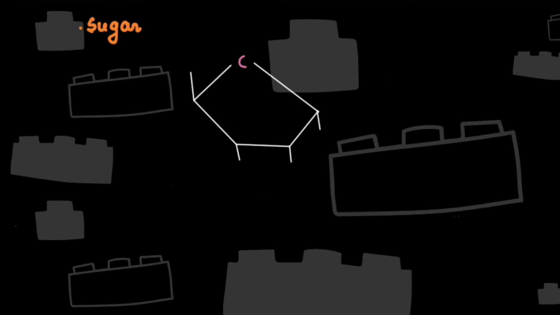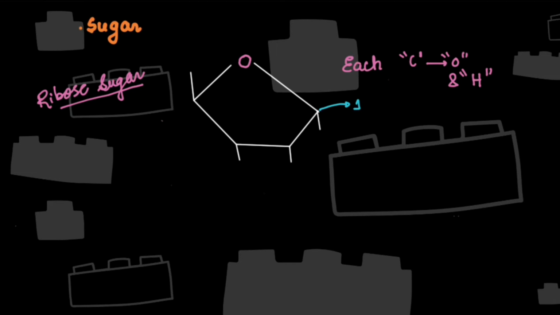Let's dig into the structure of a sugar. So we have got a 5-member ring, but the 5th carbon of the ribose is present outside of the ring, and the 5th position is occupied by oxygen. Each carbon of a pentose ring has got an oxygen and a hydrogen.